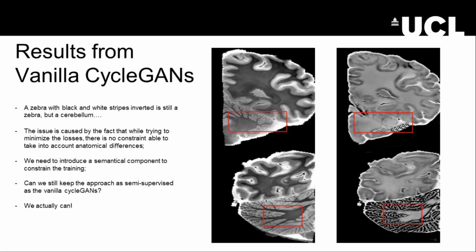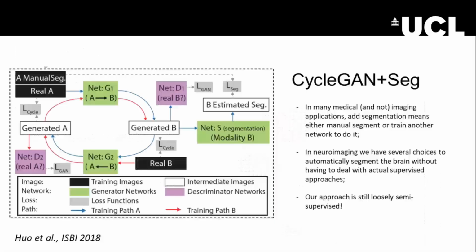But if we want to constrain even more the training using some added semantics, the problem is that we risk to have, again, a supervised approach where we need to actually either manually label or train another network to do the task for us. But since we are working in neuroimaging, we are lucky because we can still keep this approach very loosely supervised using one of the many segmentation toolboxes that we have.